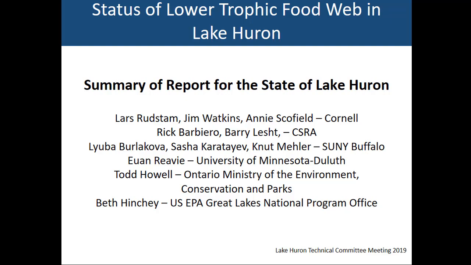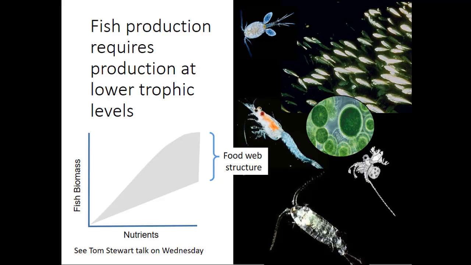this is that push forward. So first, realize fish production requires production at lower trophic levels. We know that is a clearly established structure. The more nutrients you have, the more fish you get. And if you want to get more information about this, see Tom Stewart's talk tomorrow.